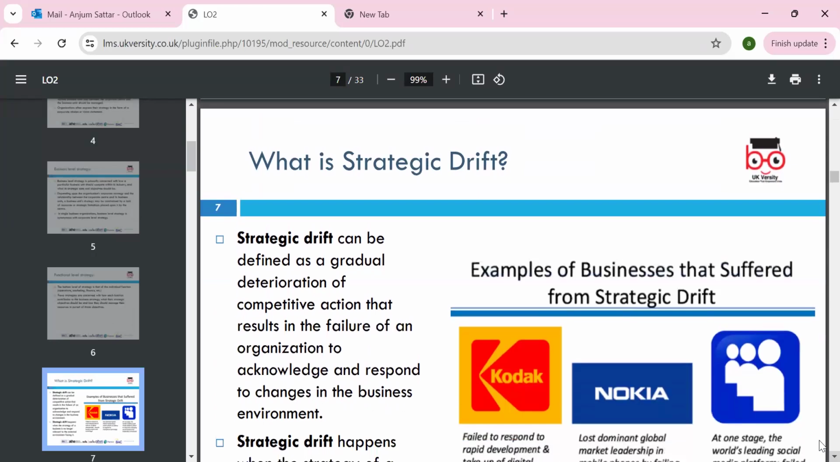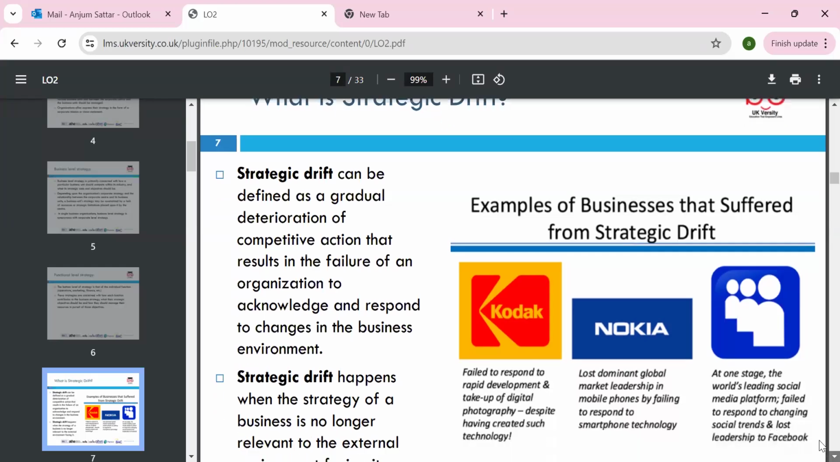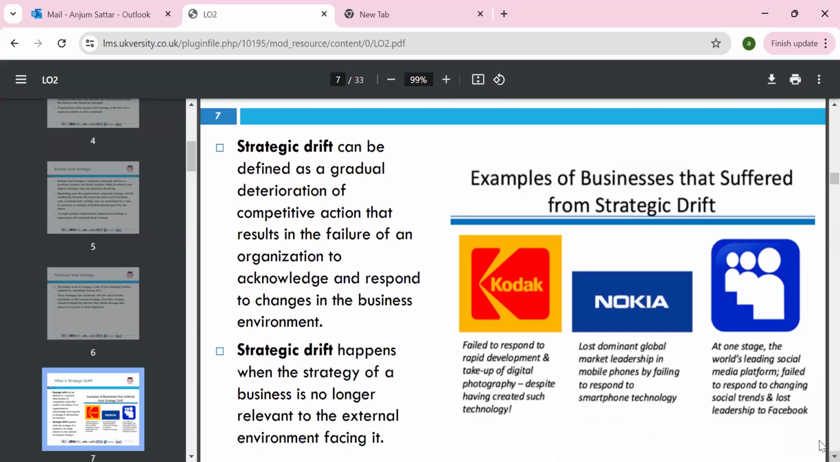So what is meant by strategic drift? Last lesson we discussed Michael Porter's generic strategies. Either you can be a cost leader, or you can find a differentiation. If you do neither, you can get stuck in the middle. Strategic drift can be defined as the gradual deterioration of competitive action that results in the failure of an organization. Let's say Kodak did not change according to the environment, because the cameras changed. So we can look at why Kodak did not move to online photo options and other digitalization.